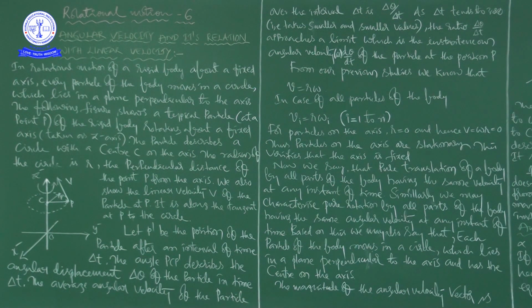Students, now in this video, we are going to discuss in continuation of the last class. This is the 6th class from the start of this chapter, Rotational Motion 6. In this class, we are going to discuss angular velocity and its relation with linear velocity.